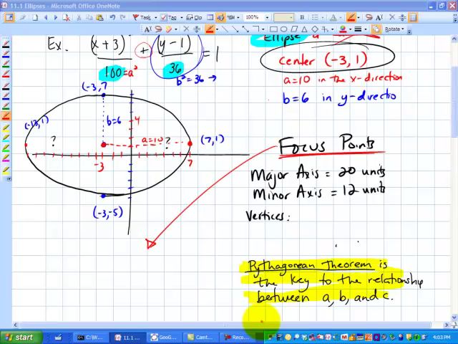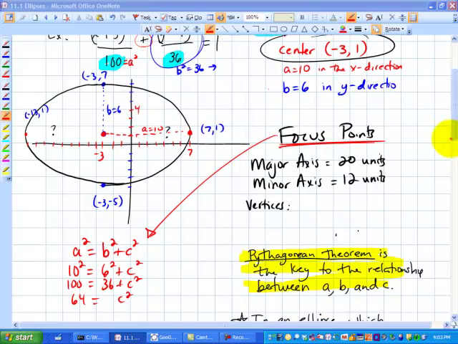And I'll do this work down here, where I know that a squared is equal to the other two numbers squared. So a squared was 10 squared, and b squared was 6 squared, and c squared, I don't know. So I get 100 equals 36 plus c squared. So c squared is equal to 64. So c must be equal to 8.